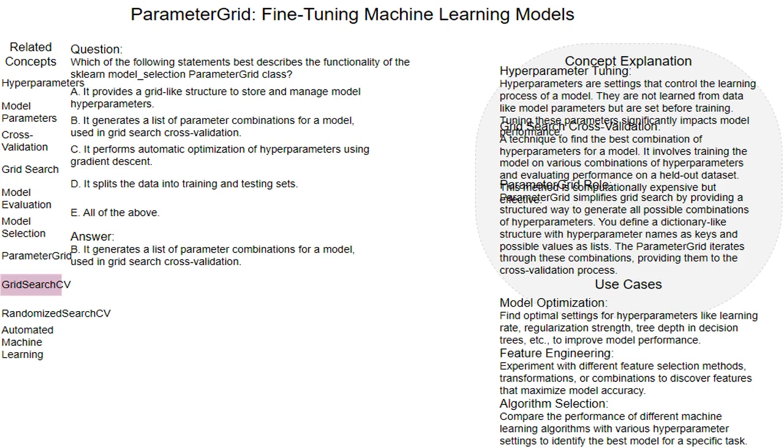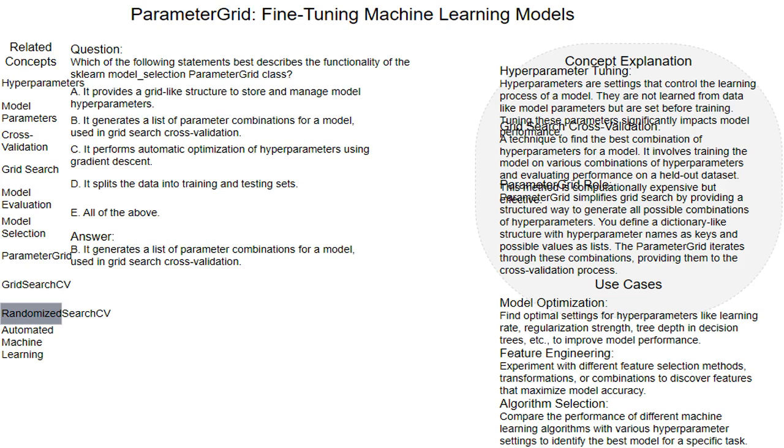In a machine learning project for predicting customer churn, GridSearchCV can be used to optimize a logistic regression model by trying out different combinations of regularization strengths and solver algorithms.